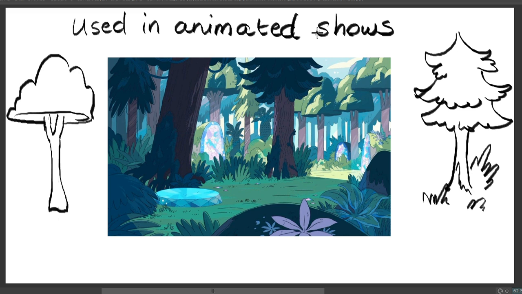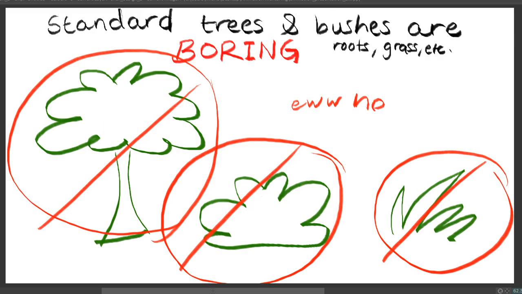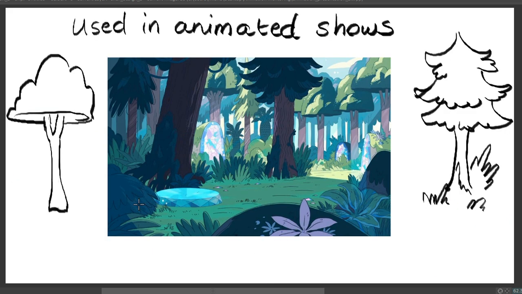So, for example, this is a background from Steven Universe. As you can see, they did not go with basic, boring looking trees. They spiced up the bushes. Look at these bushes, they look like flowers. And here, look at those bushes. That looks nice. Look at that shape. Look at this shape.